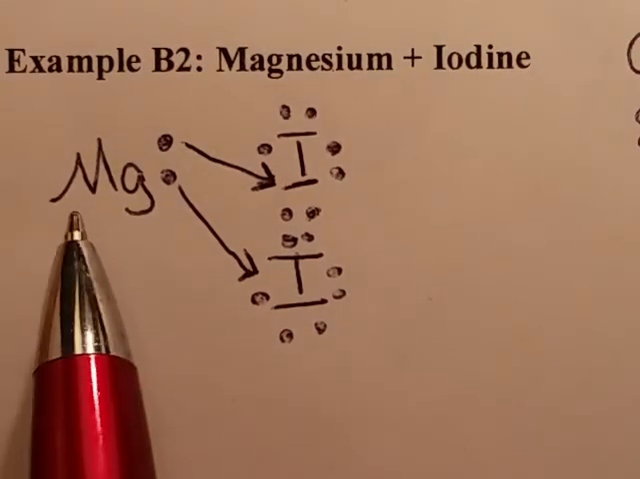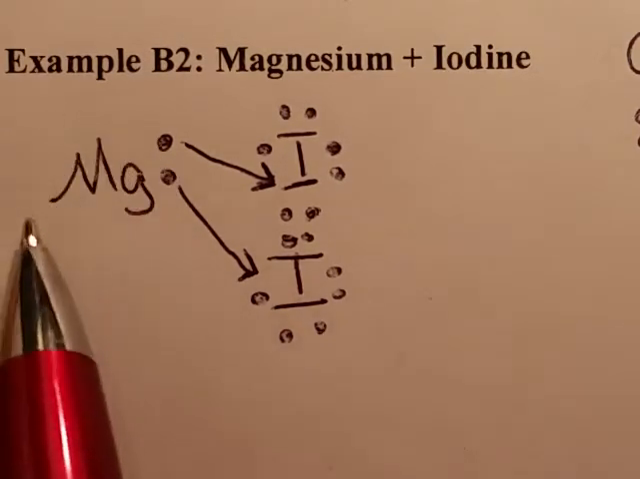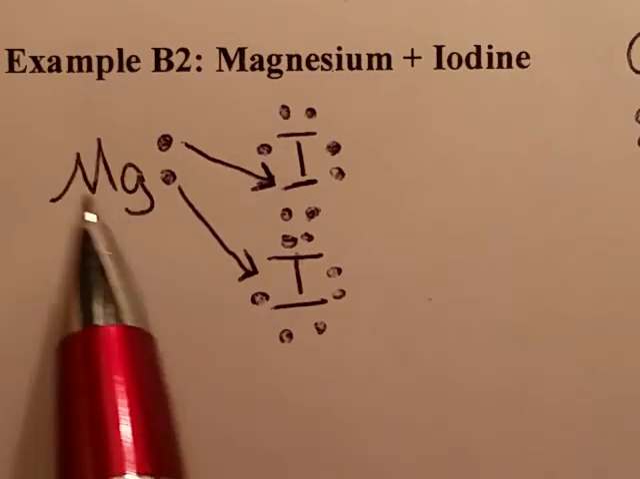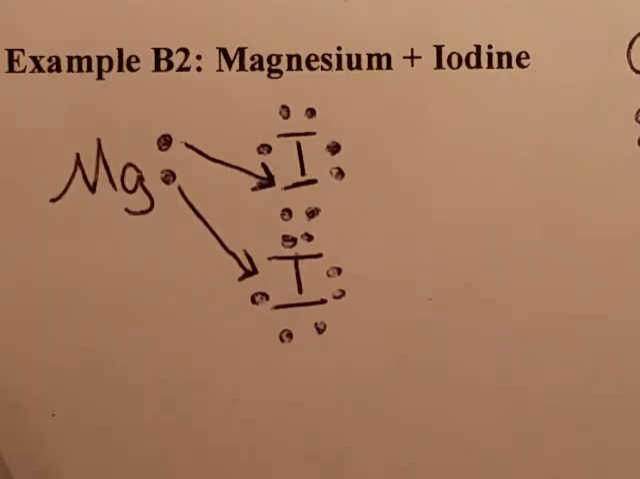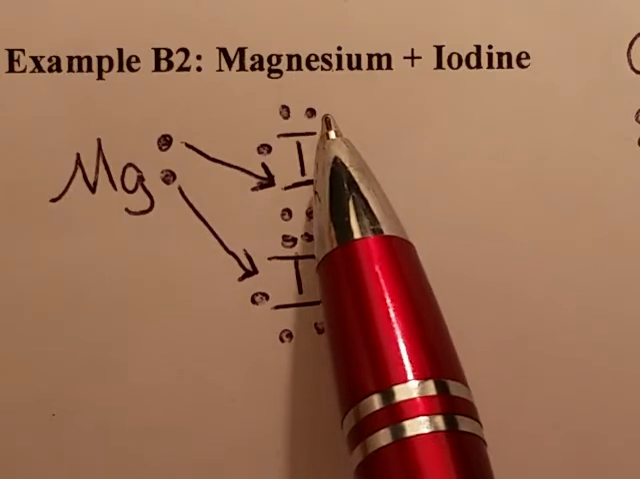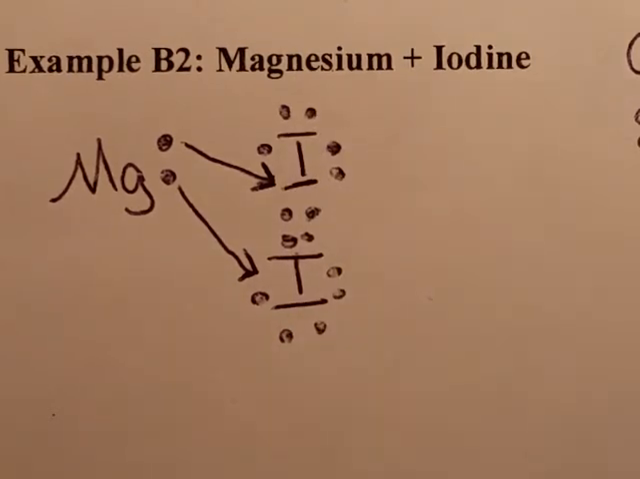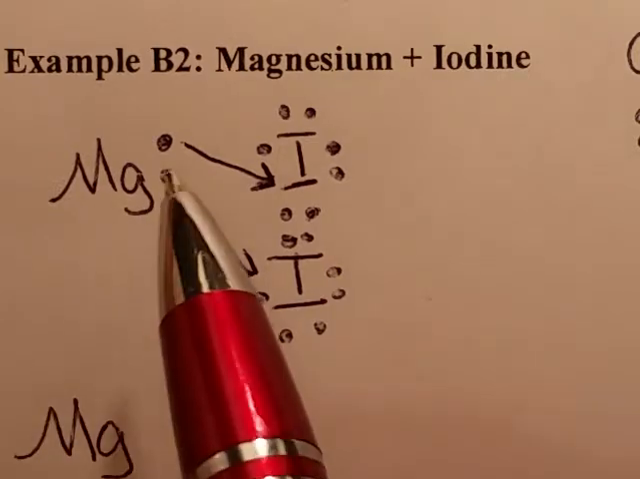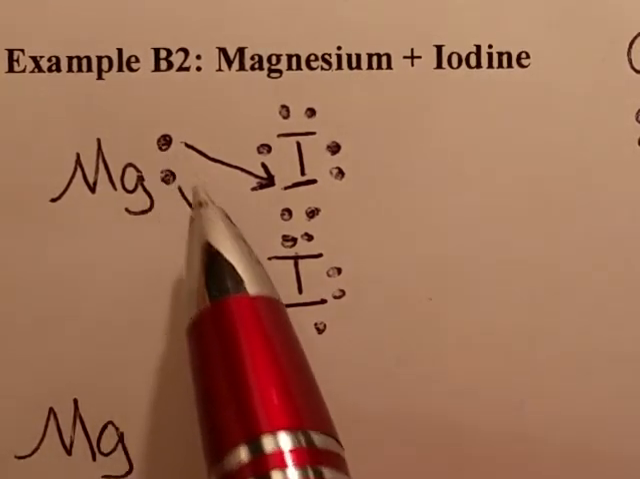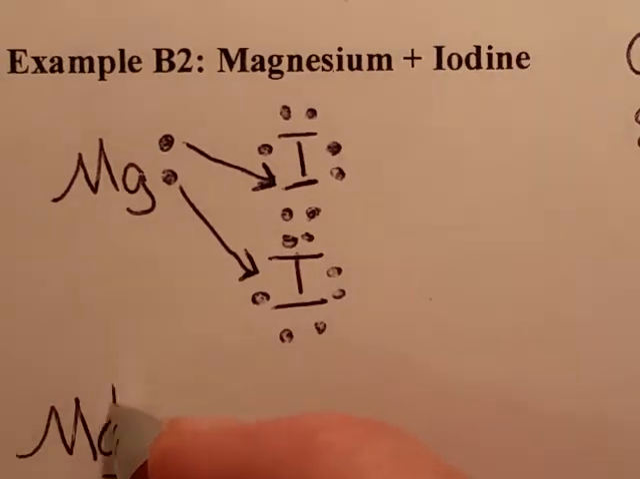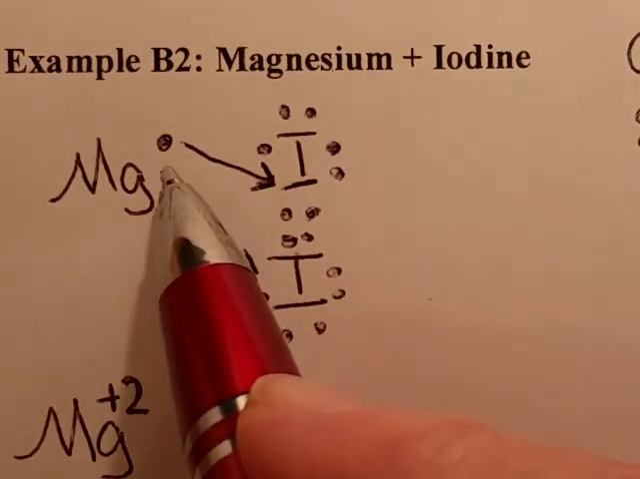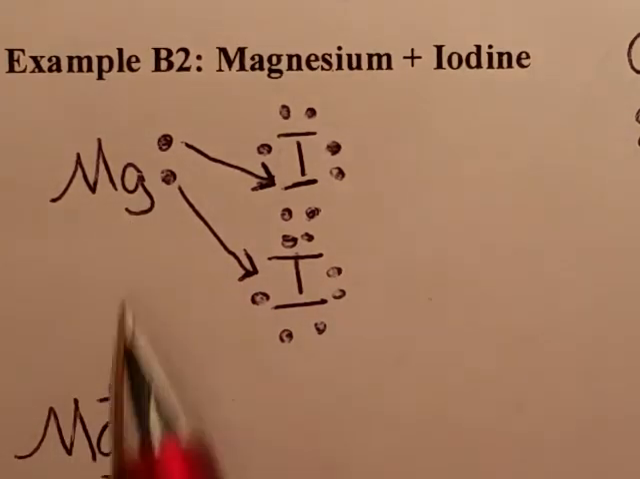Now, we know that magnesium does not need 6. We don't show that first level, which already has the 2. And now we know that both iodines have 8 there. So let's see how to write this. So what is the oxidation state of magnesium? Magnesium is losing these negatives, so it's ended up with a positive 2 charge because it has lost 2 negatives, so we have two positives.